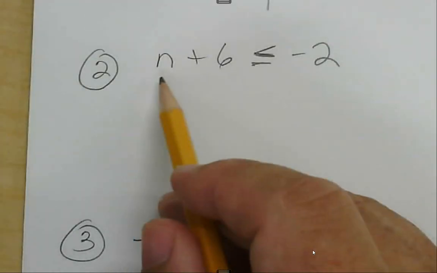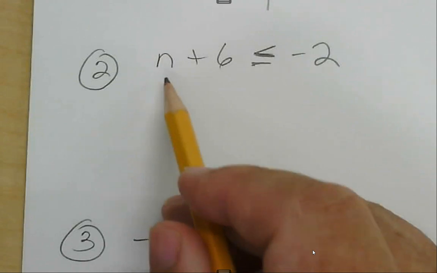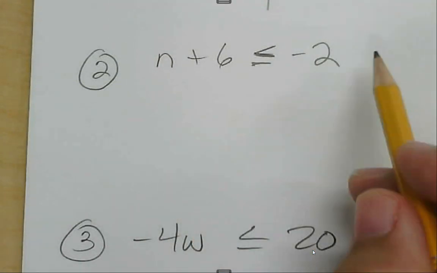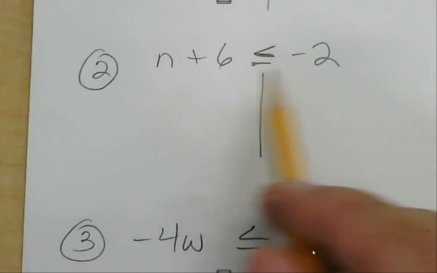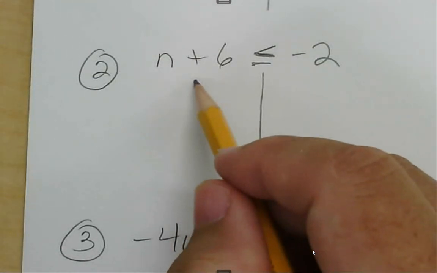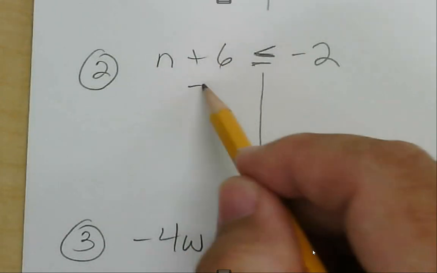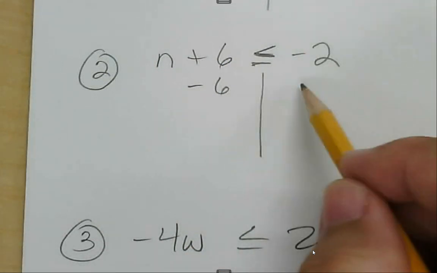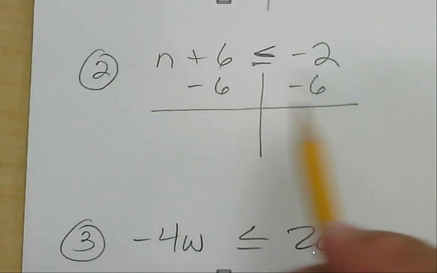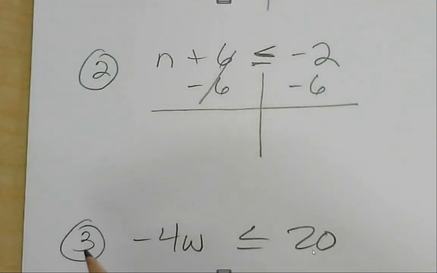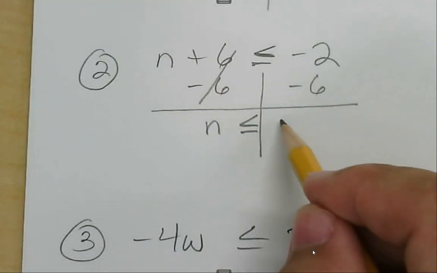Okay, so again, I need to isolate this variable n. So in order to isolate this variable n, I need to get this positive 6 to the other side. So I'm going to go ahead and make my line. If I do it to this side, I'm going to have to subtract, right? Because now I'm adding 6. So if I subtract 6 from this side, I have to also subtract 6 from that side as well. And so that leaves me with nothing on this side except the n, less than or equal to negative 8.